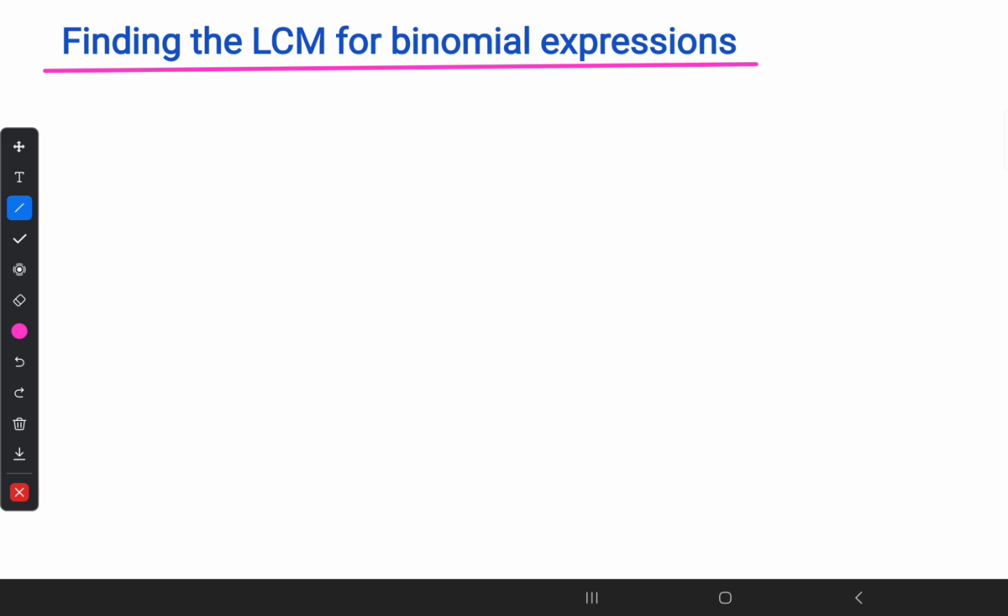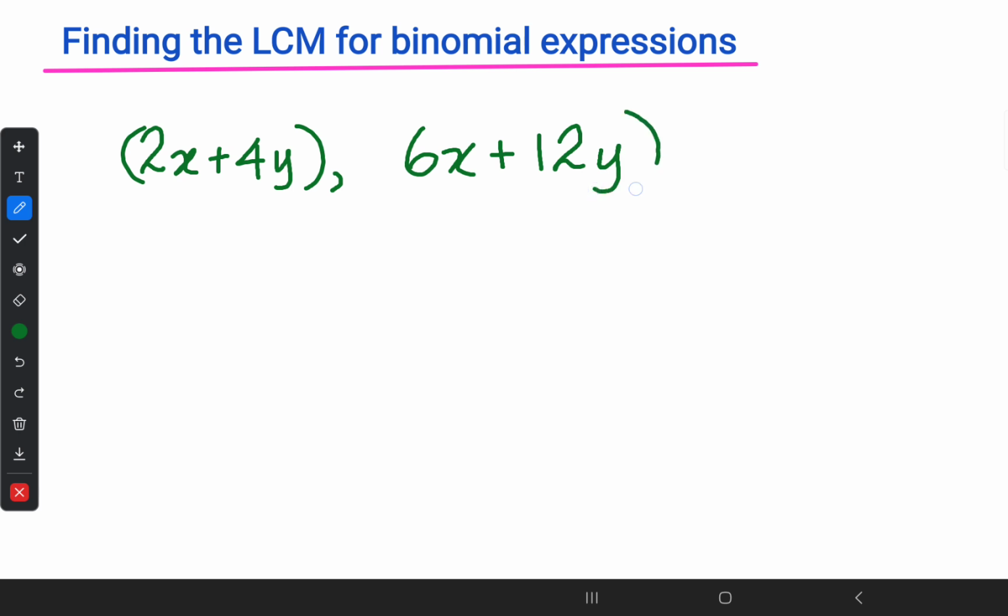Here we are going to discuss how to find the LCM for binomial expressions. For an example, I'll have two expressions. The first is 2x plus 4y, comma. The next one is 6x plus 12y. I'm going to find the LCM for these two expressions.